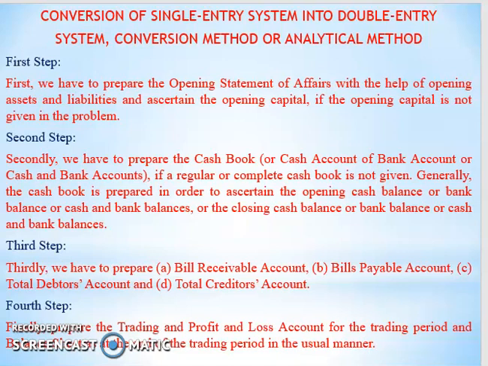In the third step, we are going to prepare 4 important supplementary accounts. It is not necessary that we have to prepare all 4 accounts; it depends on the problem. If the items are given related to all the 4 accounts, then we need to prepare all the 4 accounts which we are going to discuss now. If not, based on the information, we are going to prepare the relevant accounts.